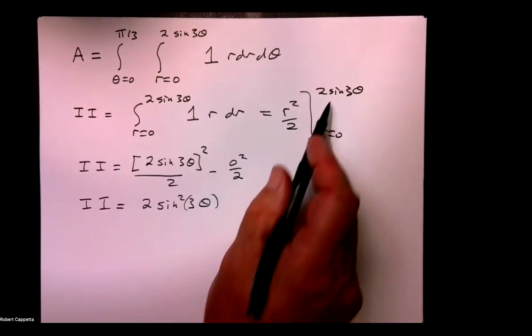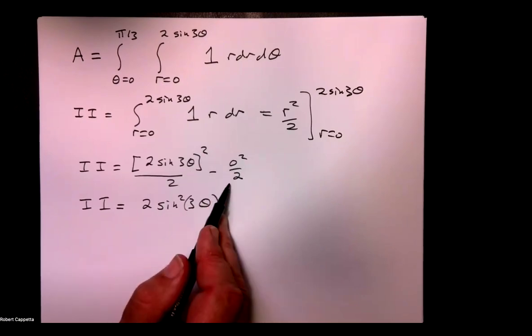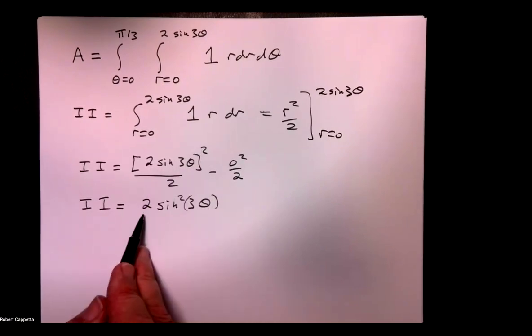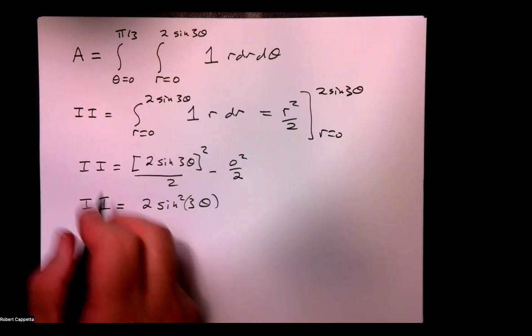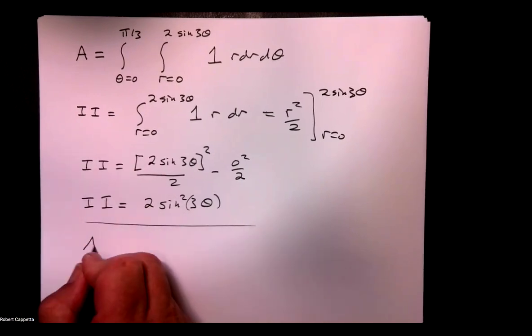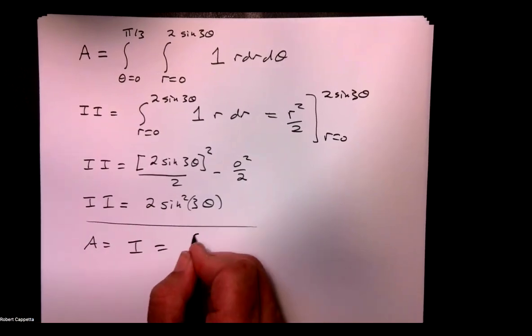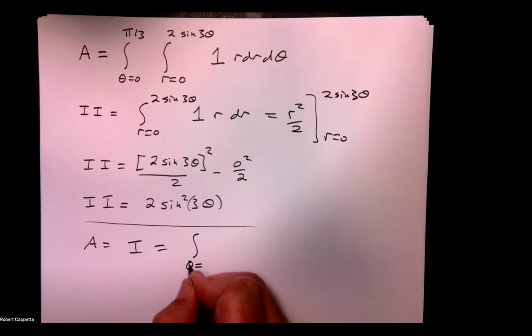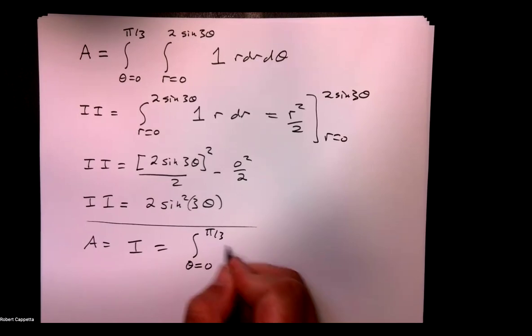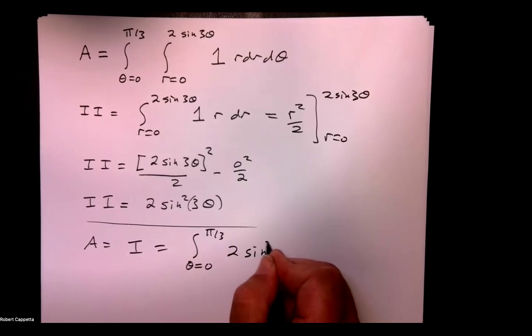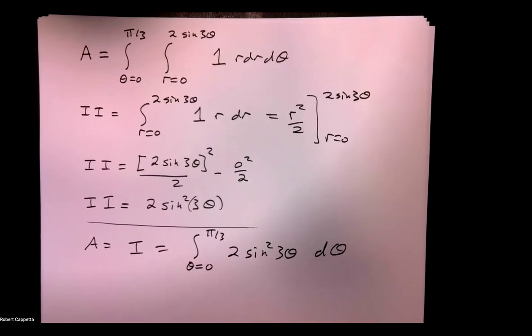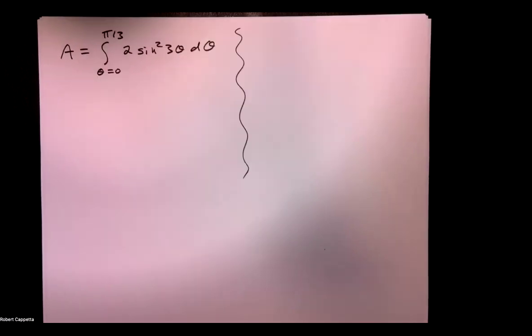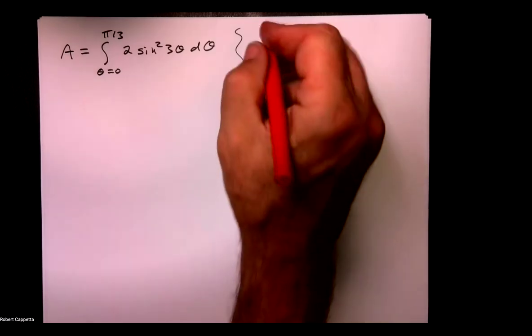So doing our substitution, (2 sine 3 theta) squared over 2 minus 0 squared over 2. 2 squared is 4, divided by 2 is 2, sine squared 3 theta minus 0, which then leads us to our original integral. So our area will be the integral as theta goes from 0 to pi over 3 of 2 sine squared 3 theta d theta, so that'll take a little work. Let's go ahead and do that now. So this is the integral that seems to come up so often. So let's go ahead and do our analysis, starting with a double angle identity.